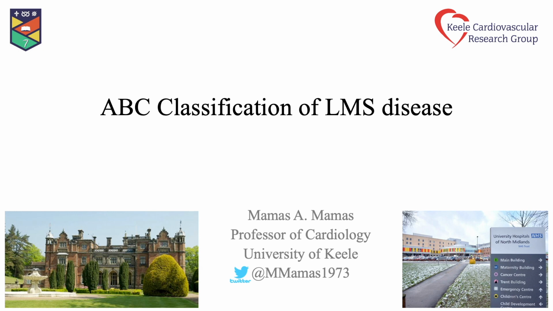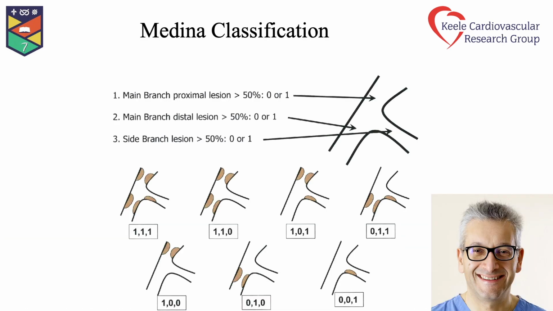I'm Professor of Cardiology based at Keele University in the United Kingdom, and I'm also presenting on behalf of Professor Joseph Ludwig from Germany. So the Medina classification represents the current gold standard for classifications of bifurcations, both left main and non-left main. It consists of three numbers, characterised by the presence of disease in the main branch proximal vessel, the first number, the main branch distal vessel, the second number, and the side branch, the third number.